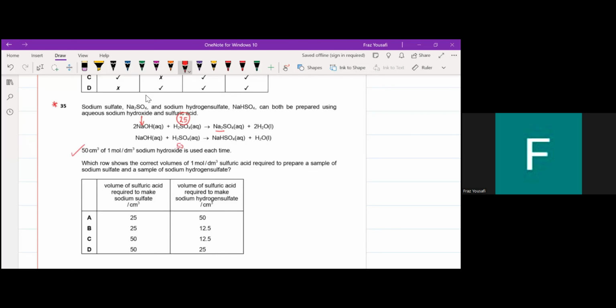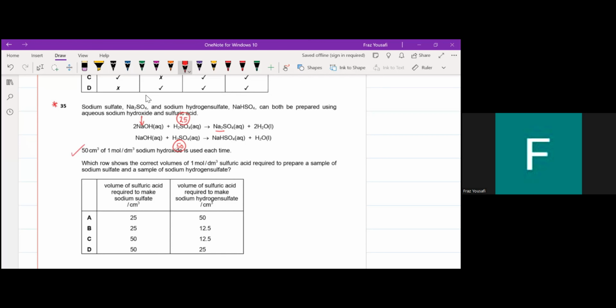The answer here should be this. Now, let me explain through it again. If I give you 50 centimeters cubed of acid, alkali, and the ratio is 1 to 1, the ratio between the alkali and the acid is 2 to 1. So if the concentrations are the same, for 50 alkali, I need half as much acid for complete neutralization.